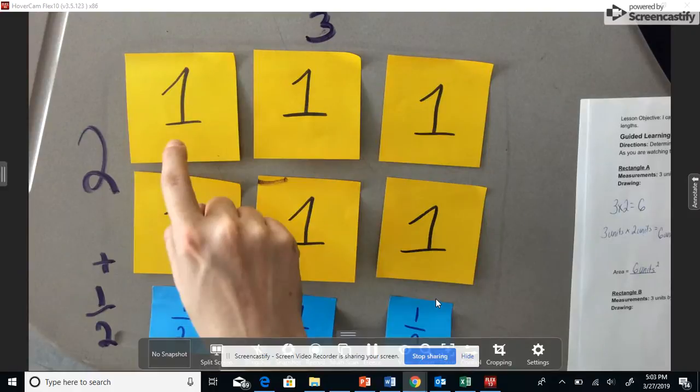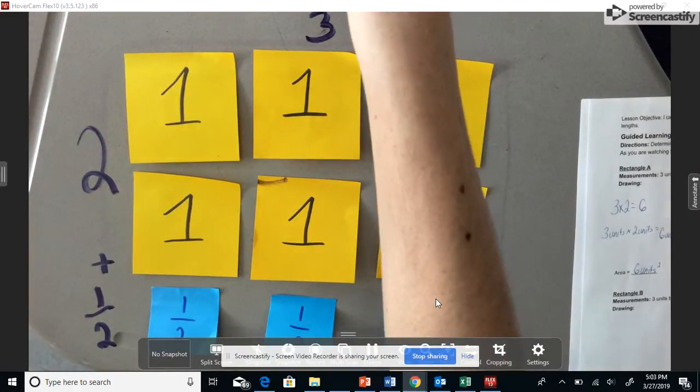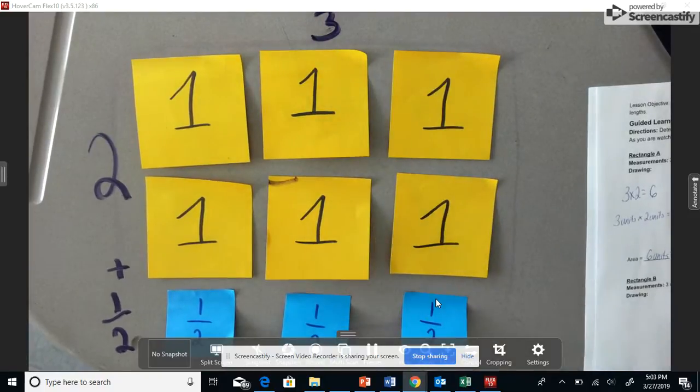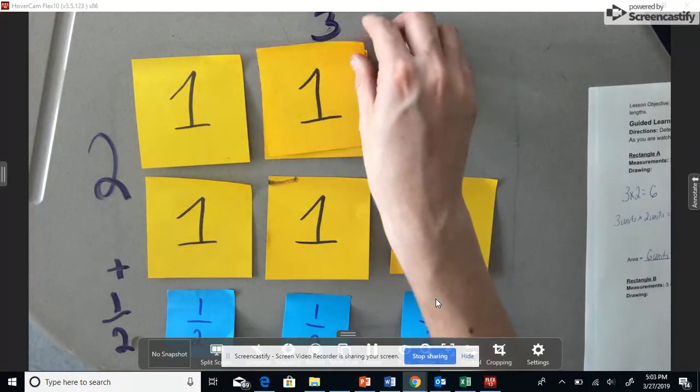We can count by doing 1, 2, 3, 4, 5, 6 wholes. We have 2 halves, so 1, 2, so that's another whole. So far we have 7 wholes and an extra half. So we should have an answer of 7.5, but we're going to check that with our multiplication.